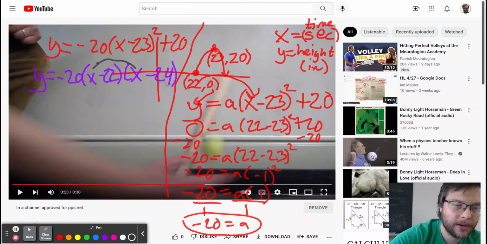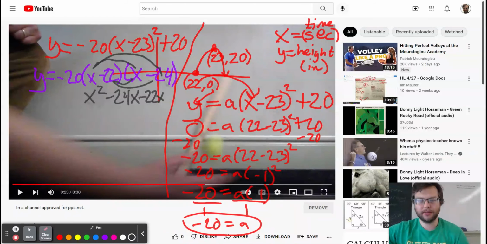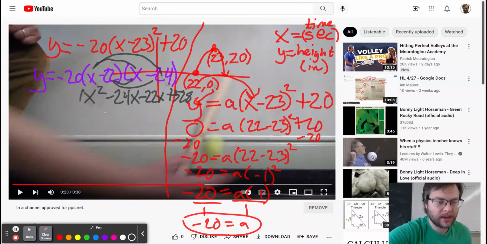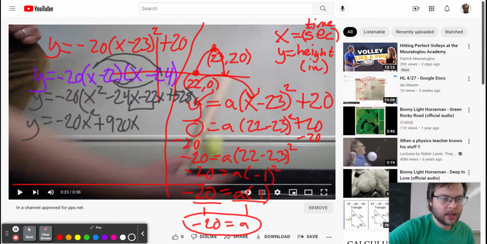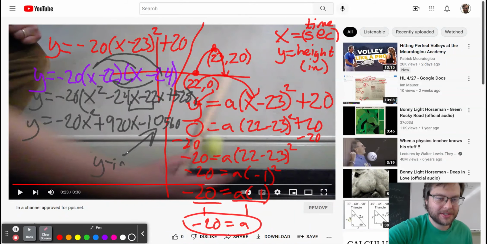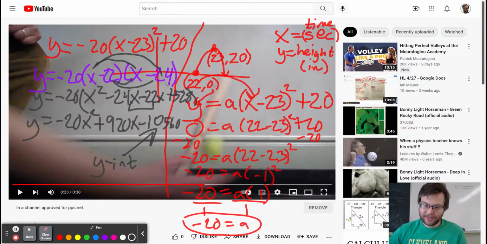And you can get the standard form by multiplying x times x, then x times negative 24, negative 22 times x, and last, negative 22 times negative 24. That's one I don't know off the top of my head. Suppose I could get it, but 22 times 24 is 528, and all that junk is going to get multiplied by negative 20. And so we'll get y equals negative 20x squared. I'll combine those to get 46 and multiply that by 20 to get plus 920x. And then I'll do 528 times 20 to get negative 10,560. And this tells me that the y-intercept would be 10,560 inches below the ground, which is obviously not realistic.